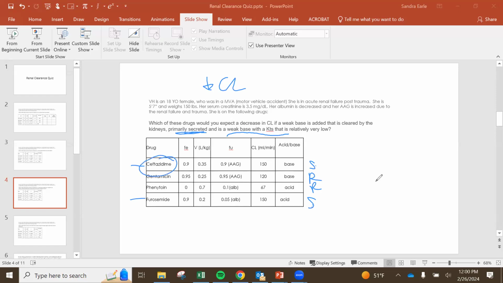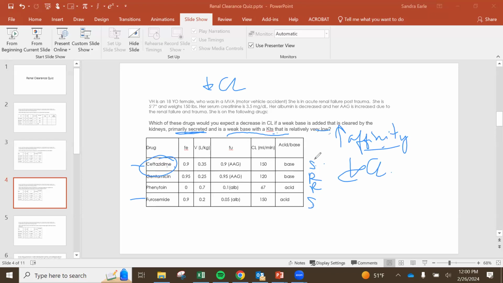So in this case, it's ceftazidime, right? So let's make sure that happens. If a weak base has a relatively low KTS, that's going to mean that it has a higher affinity, right? And therefore it will displace our drug that we're taking already to get that ride into the urine. So we'd have a decrease in clearance of our ceftazidime, wouldn't we? So the answer here is a decrease, is ceftazidime.